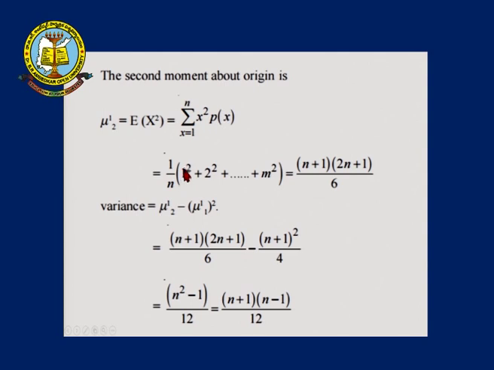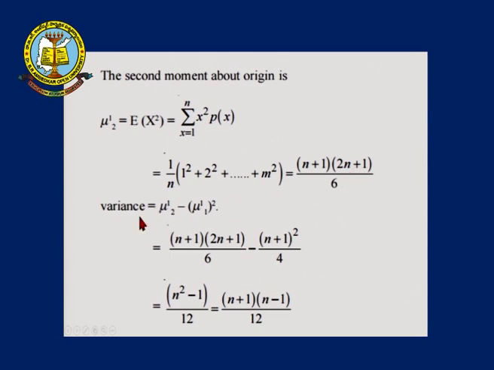So, 1 by n of summing what? X square. Expand this summation. p of x is 1 by n, that is the probability mass function, a constant, taking it outside. Then expand this x square: 1 square plus 2 square plus and so on up to n square. You know this, what is this? Sum of squares of the n natural numbers, 1 square plus 2 square plus and so on up to n square, that is n plus 1 of 2n plus 1 by 6. So, mu 2 dash is equal to n plus 1 of 2n plus 1 by 6.